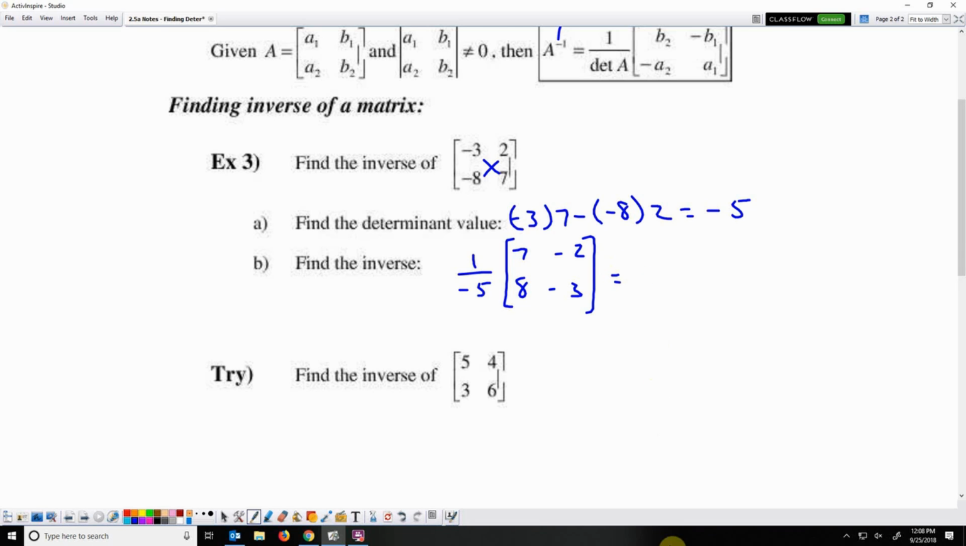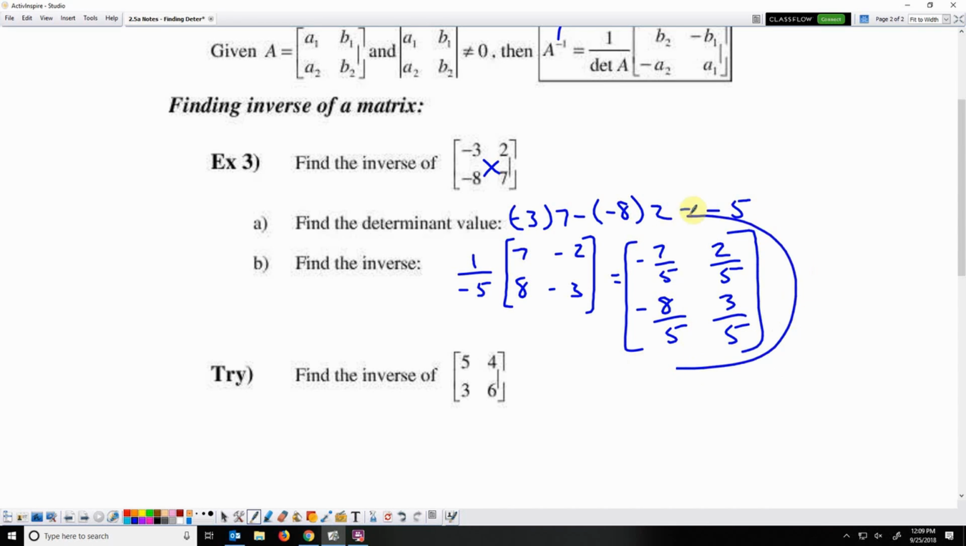Okay, and now I do scalar multiplication. -1/5 times 7 is -7/5. -1/5 times -2 is positive 2/5. -1/5 times 8 is -8/5. And -1/5 times -3 is positive 3/5. So this is the inverse matrix.